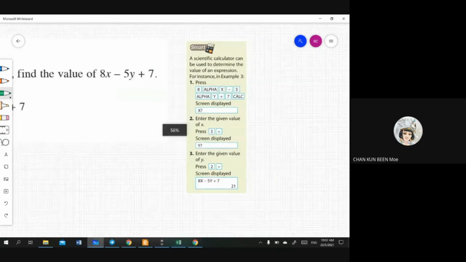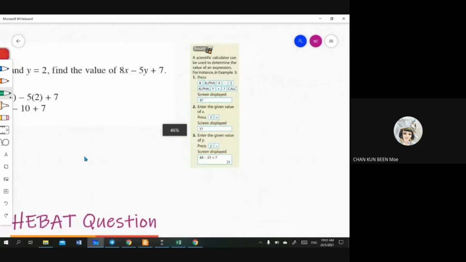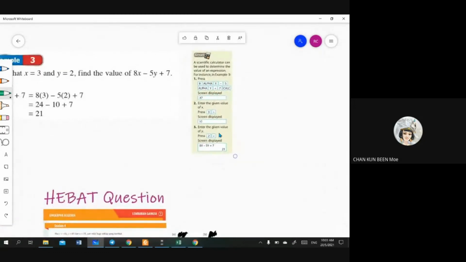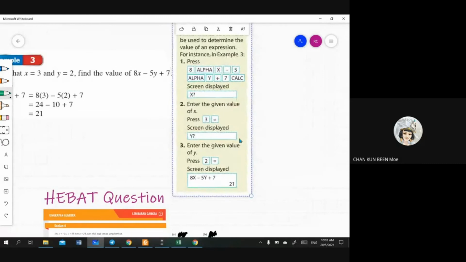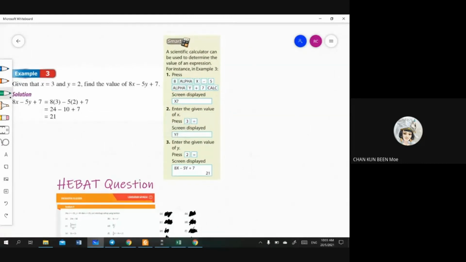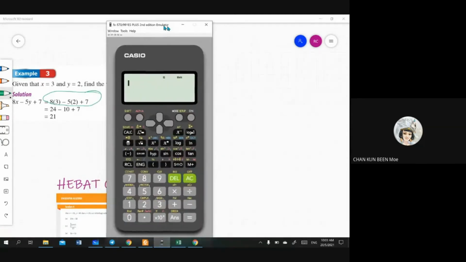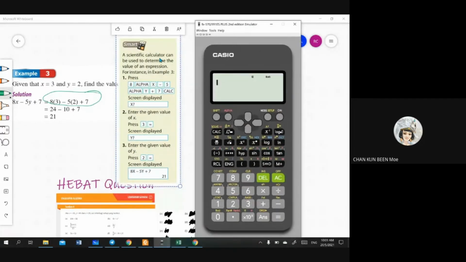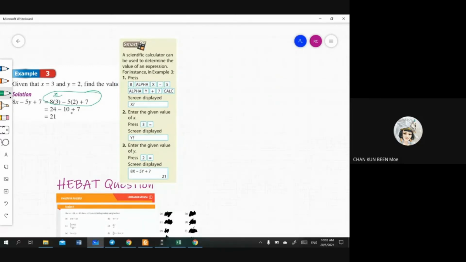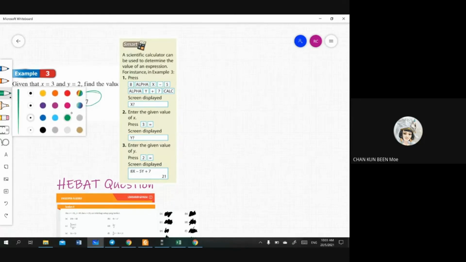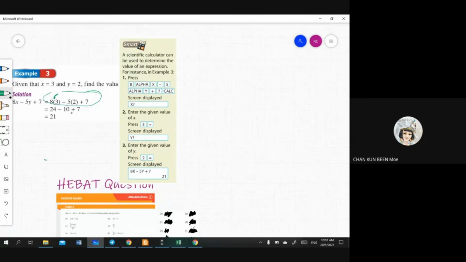I need to show you the question also. Okay, this is the question. I make this bigger. You refer to this question, 8 times 3 minus 5 times 2 plus 7. So I move it here. Okay, I'll show you on the calculator. So you need to press the alpha x. We are going to replace the value of the 3 over here with x, and this one with y.